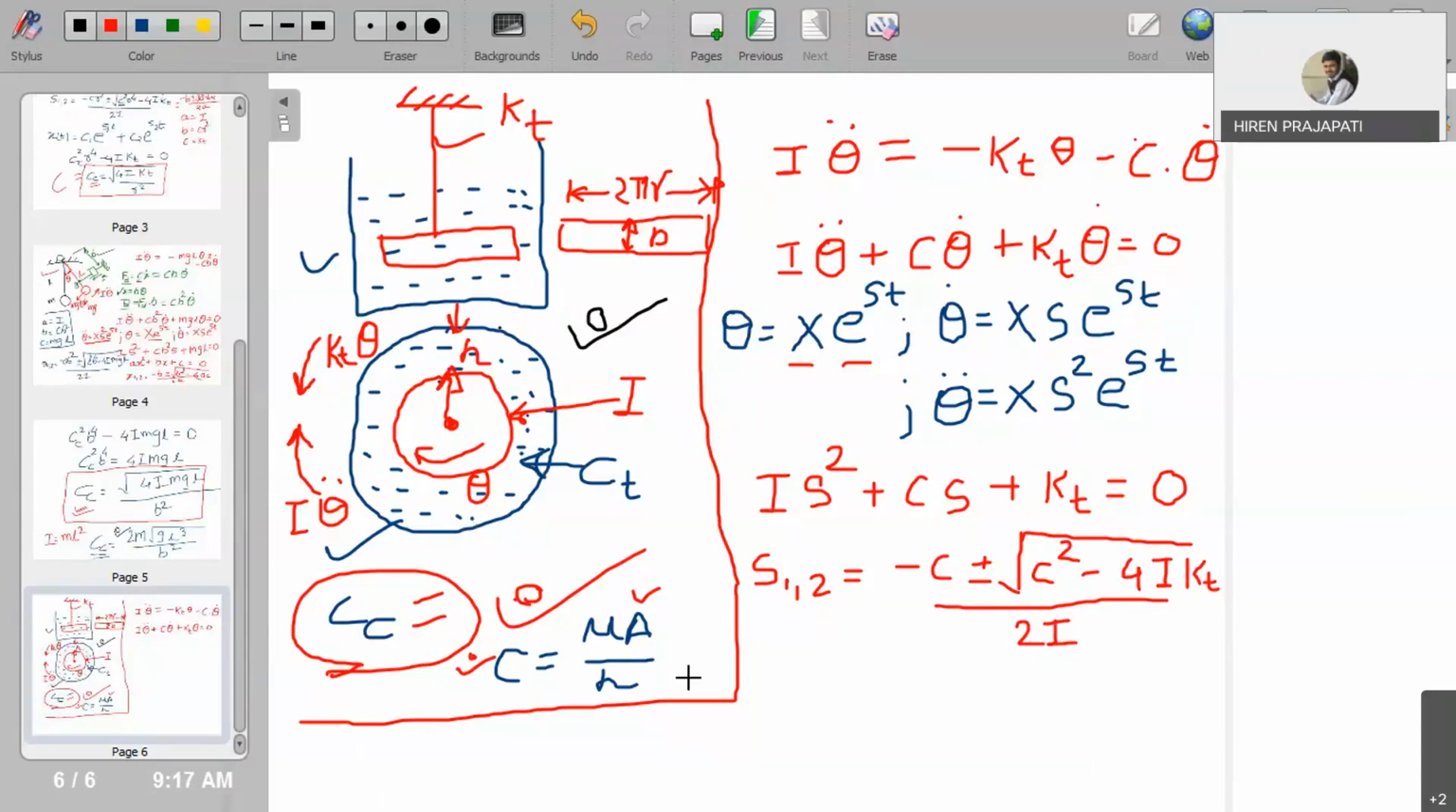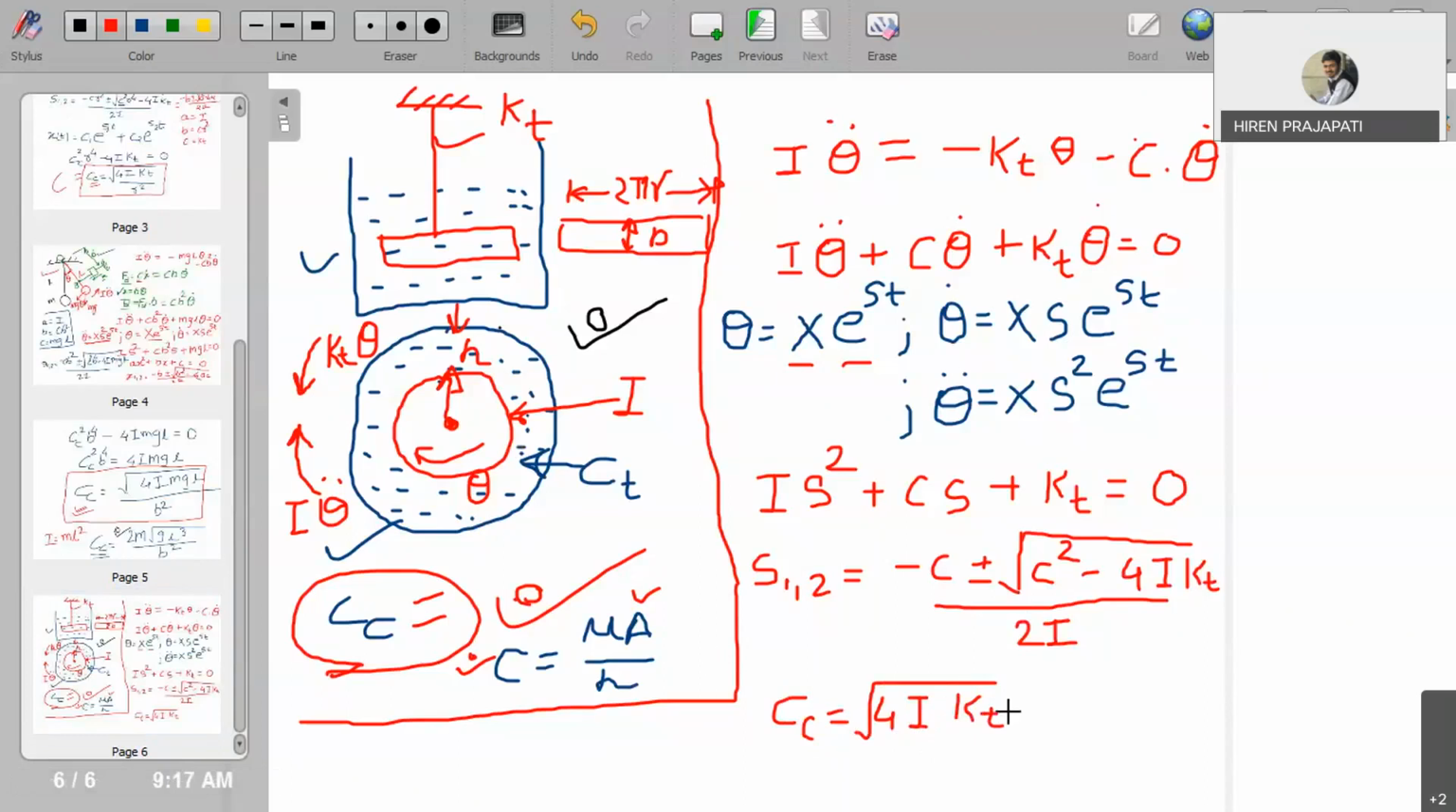Now how to find out the critical damping constant? We need to make this term, which is within the square root, equal to 0. Then this c becomes cc, the critical damping constant. So if c square minus 4 I kt is equal to 0, then we can say Cc is equal to square root of 4 I kt, right? Is it clear now? So this is what is called the equation of critical damping constant.